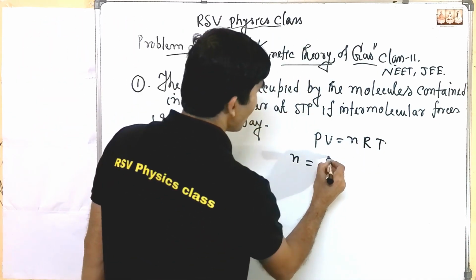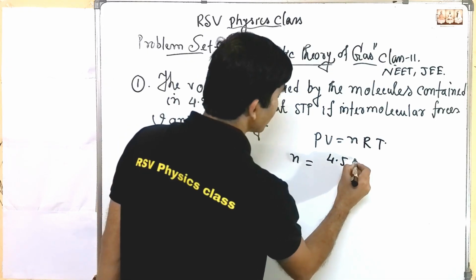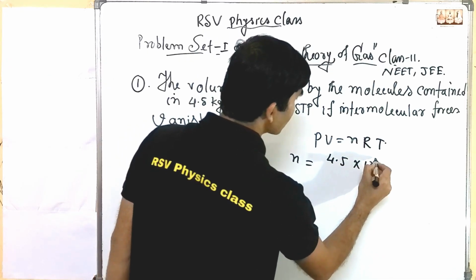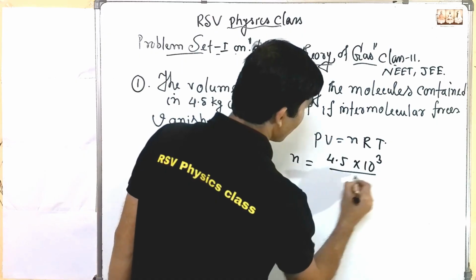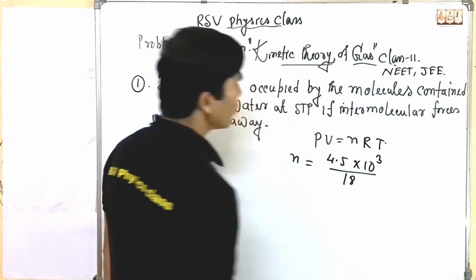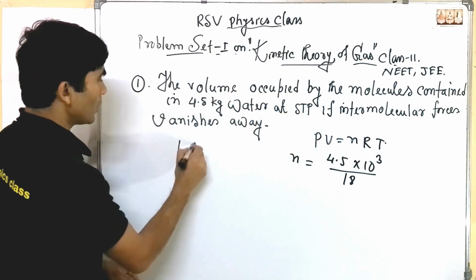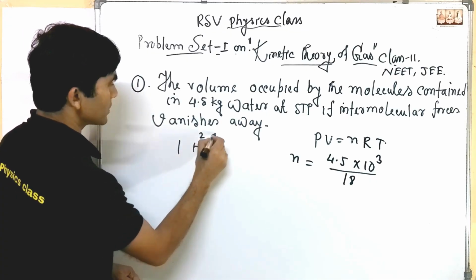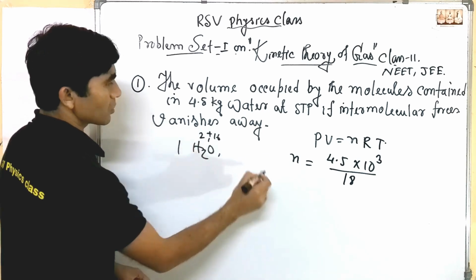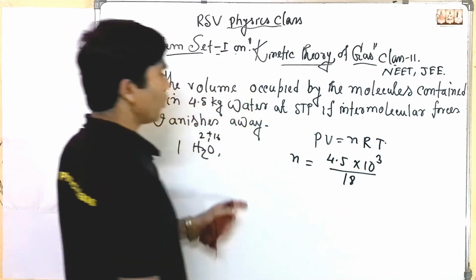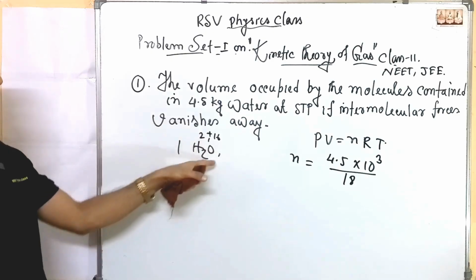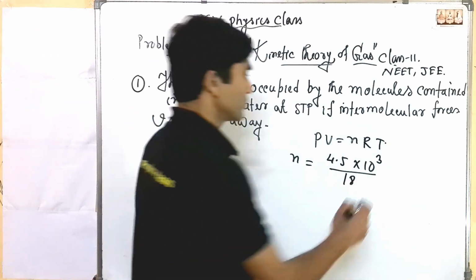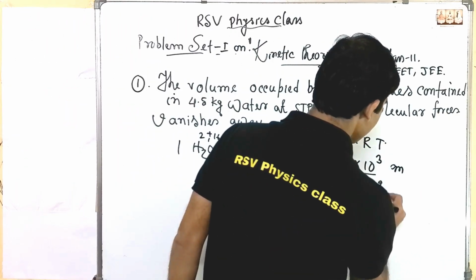How many moles is it? n equals 4.5 kg, which means 4.5 × 10^3 gram, over 1 mole of H2O. How much is that? This is 2 and this is 16, 2 plus 16, so total 18. One mole of water vapor contains 18 gram.